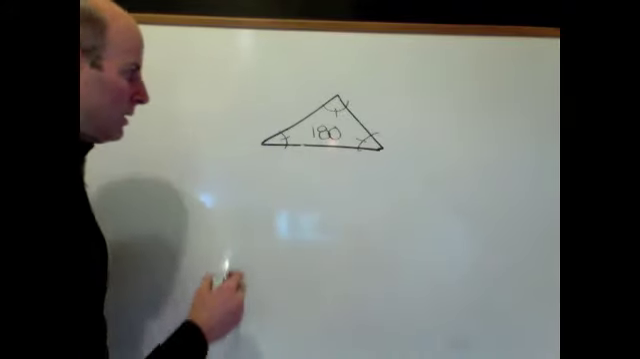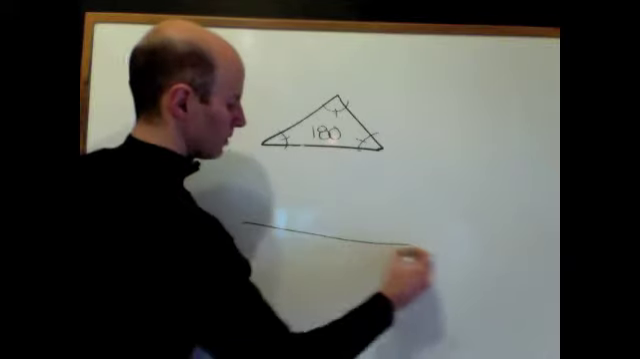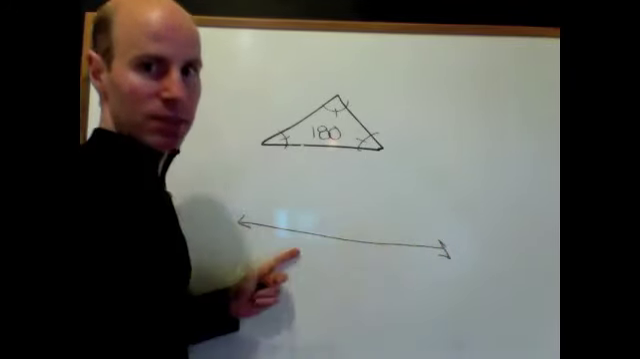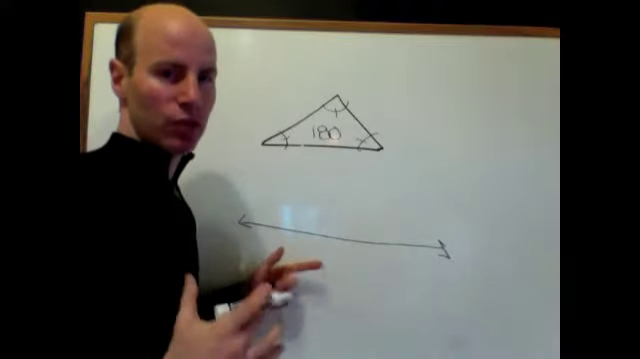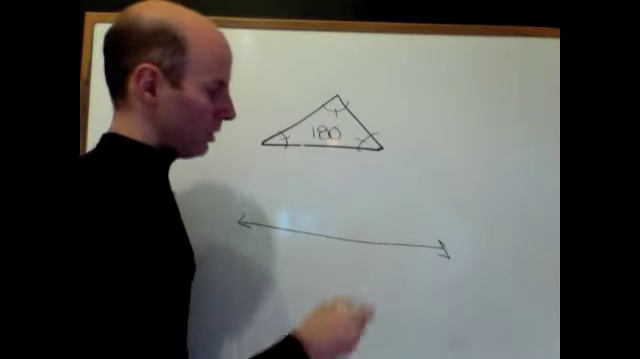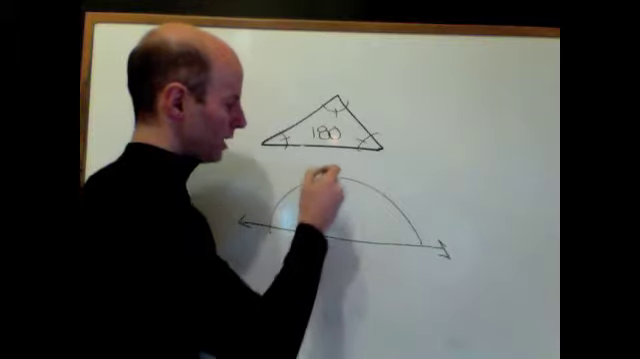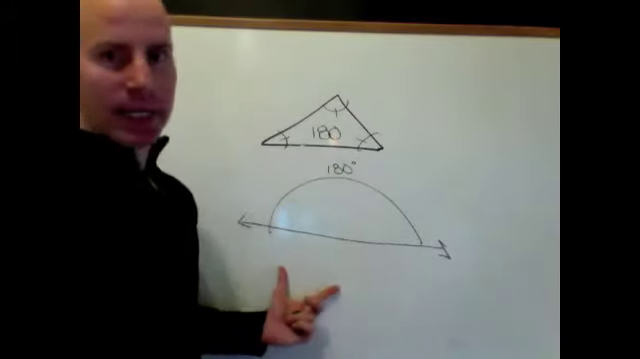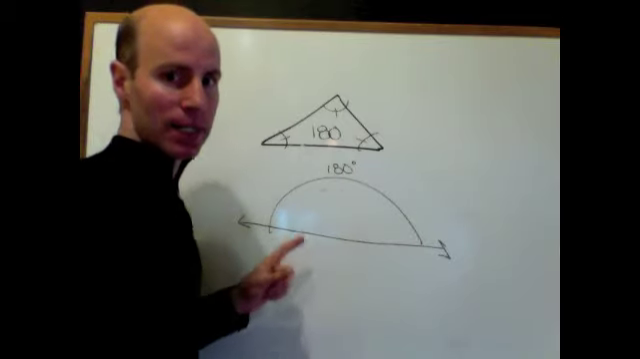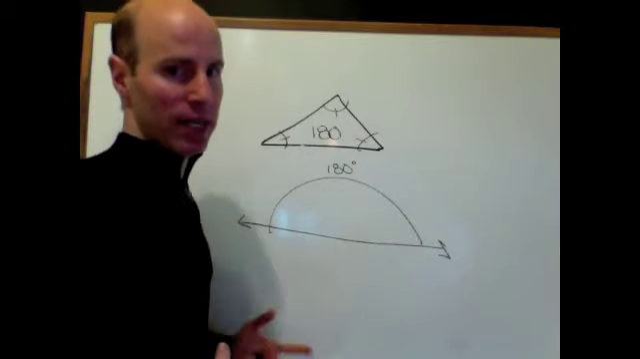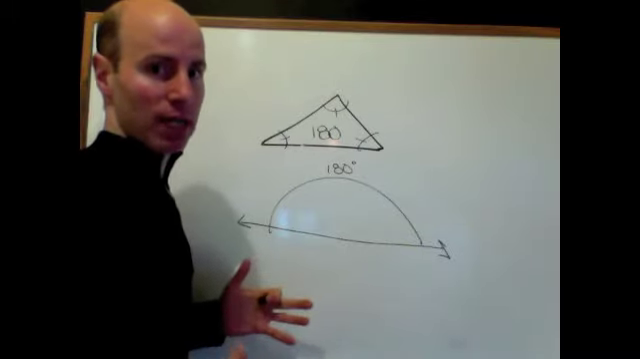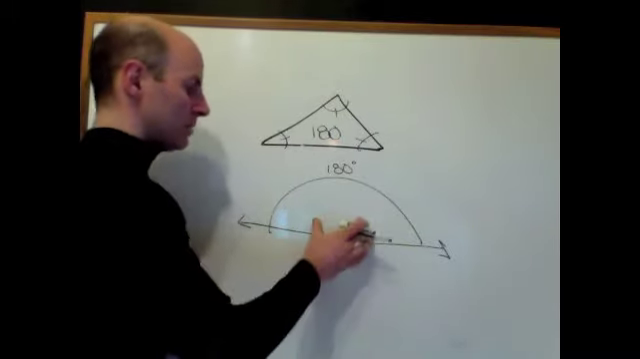The second math fact. If you have a straight line, a straight line we sometimes consider a straight angle, because a straight angle is made up of 180 degrees. So any line, if you think about it, is like a semicircle, made up of 180 degrees. You could think of a line as a straight angle, always having 180 degrees.